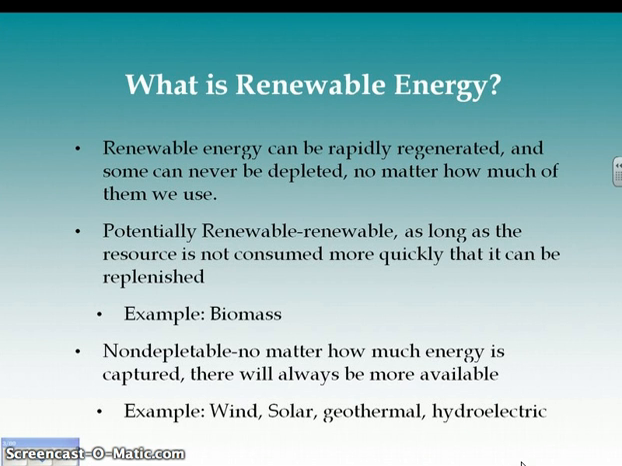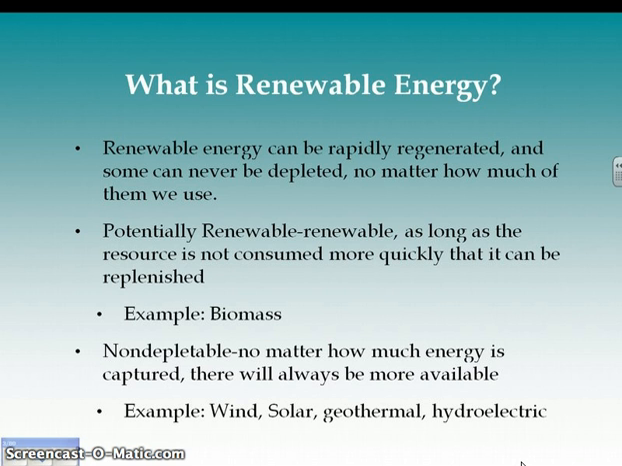So a big idea behind renewable energy is that it can be rapidly regenerated, and some can never even be depleted, no matter how much of the energy resource we use. No matter how quickly that energy source is transformed and used into something new, it won't be depleted. Some sources will never be depleted. Others will be replaced just as quickly as they're being used.